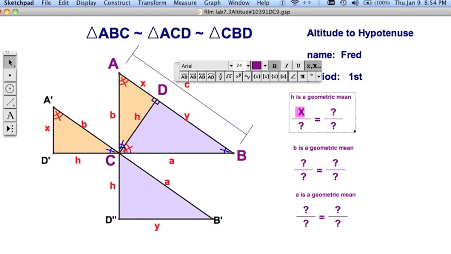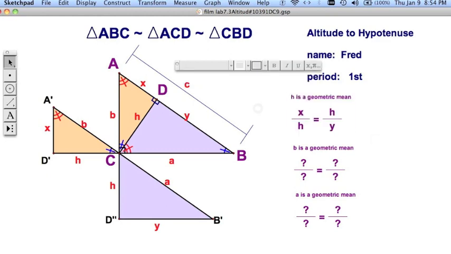X, whoops, that should be a small x. X is to H as H is to Y. Very good. Now, our last two. We have two more geometric means. That's the next theorem, 7.7, I believe, which says that each of the legs, A and B, are geometric means. So, let's look at this triangle and the overall triangle.